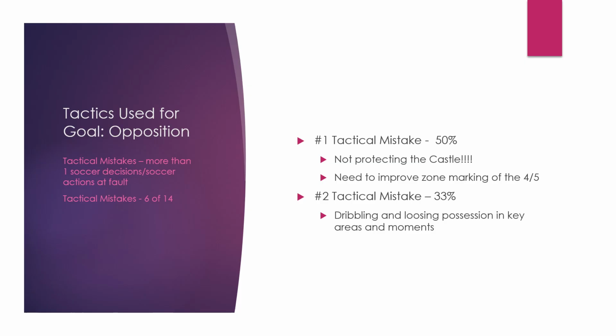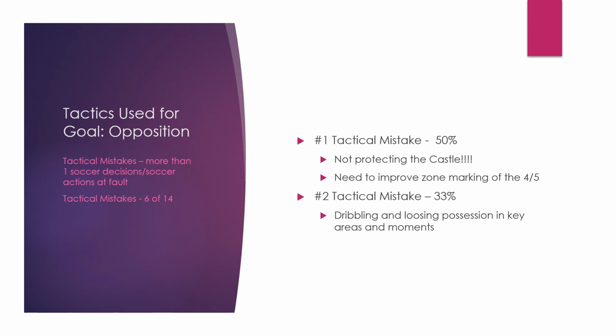Moving on to tactical mistakes. That's going to once again be more than one soccer decision or action that is at fault. That could be from a single player or from multiple players. 6 out of the 14 goals were tactical mistakes, so almost 50%. Breaking down those 6, 50% of those tactical mistakes, the number one reason was not protecting the castle. It was the 4 and 5 generally going wide and not protecting that zone in front of the goal.